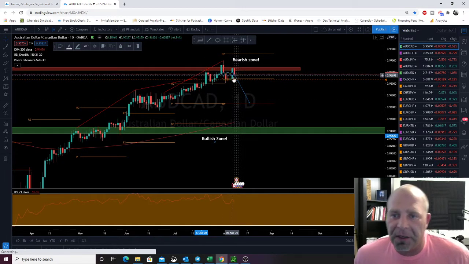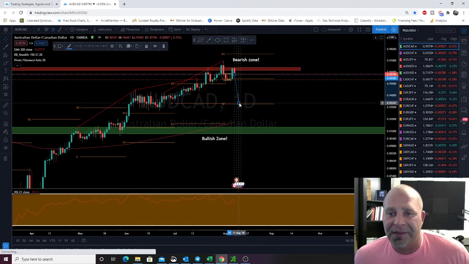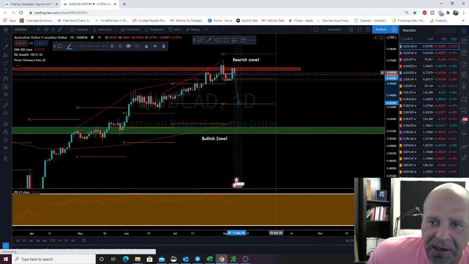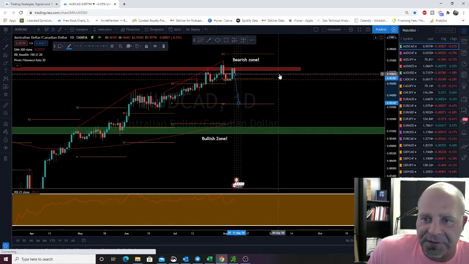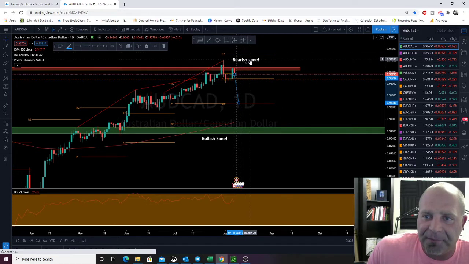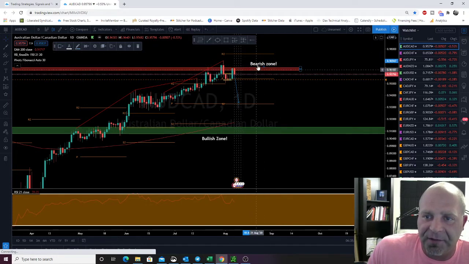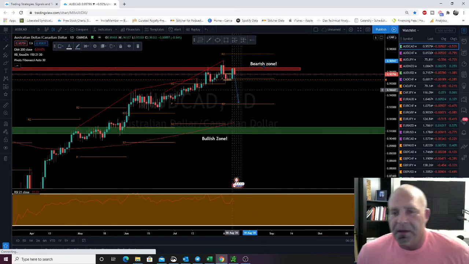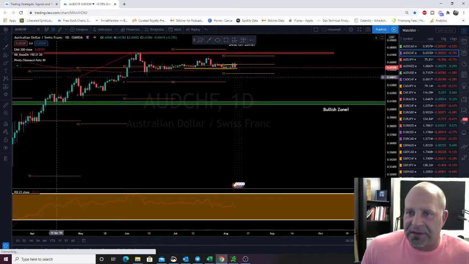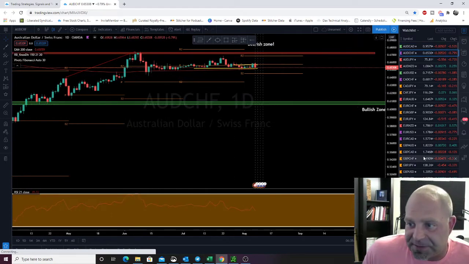But overall, I want to be bearish this pair, or I think I want to be bearish this pair. But we are testing that yellow level, so it could just bounce back and be that retest of that level to shoot up. All right, enough talking. Let's get some stuff done here.